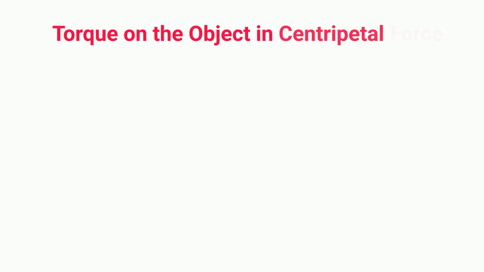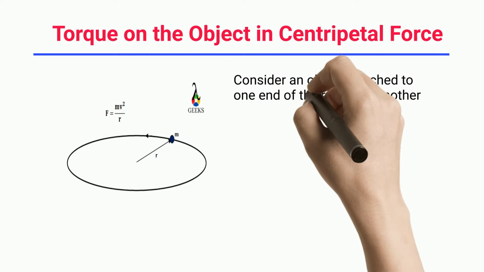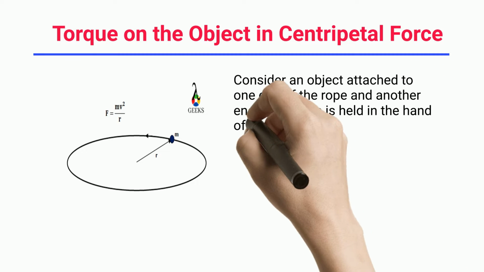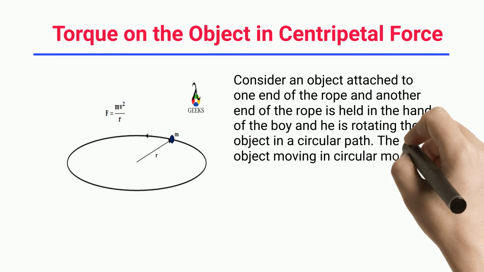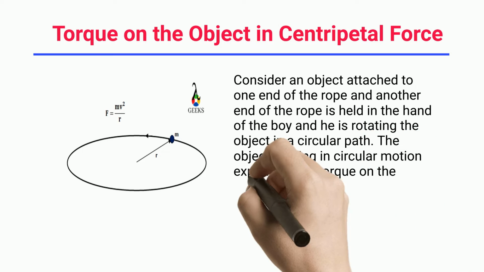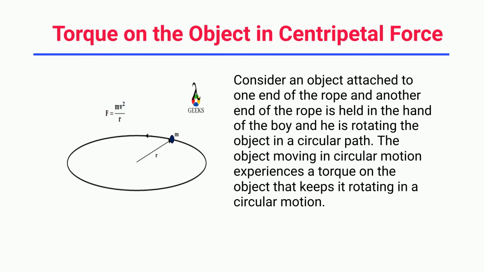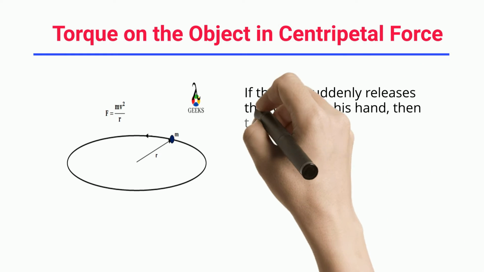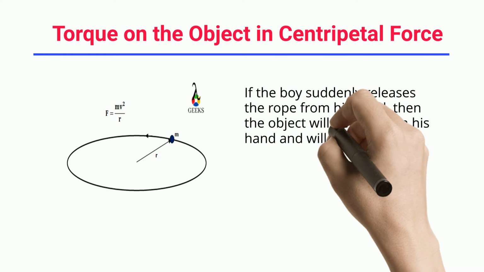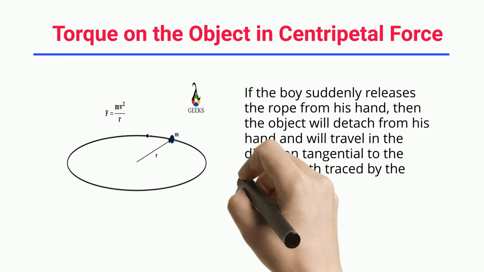Torque on the object in centripetal force. Consider an object attached to one end of a rope, and another end of the rope is held in the hand of a boy, and he is rotating the object in a circular path. The object moving in circular motion experiences a torque that keeps it rotating in a circular motion. If the boy suddenly releases the rope from his hand, then the object will detach from his hand and will travel in the direction tangential to the circular path traced by the object.